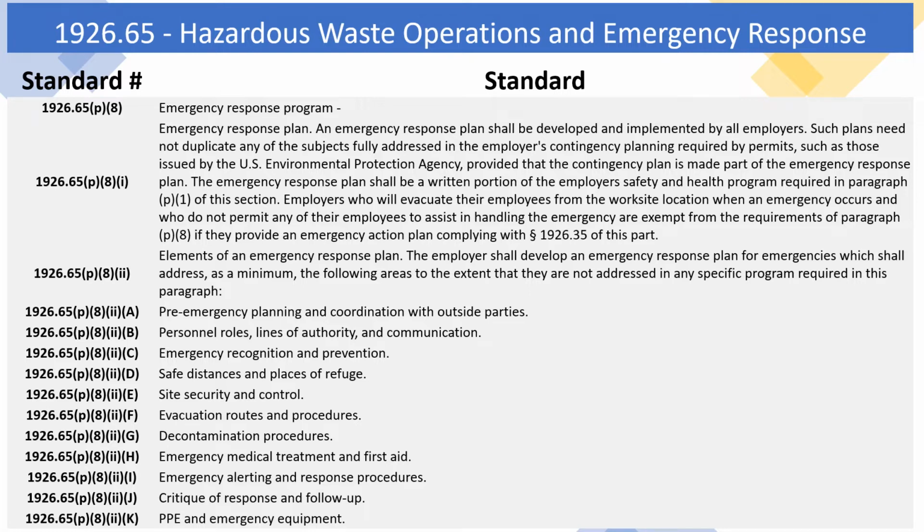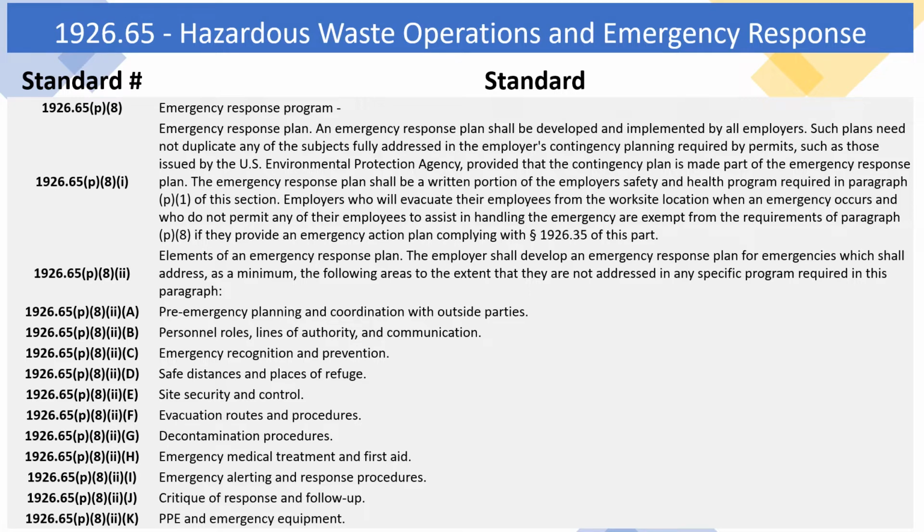1926.65 P7 2 Current Employees. Employers who can show by an employee's previous work experience and/or training that the employee has had training equivalent to the initial training required by this paragraph shall be considered as meeting the initial training requirements of this paragraph as to that employee. Equivalent training includes the training that existing employees might have already received from actual site work experience. Current employees shall receive 8 hours of refresher training annually.